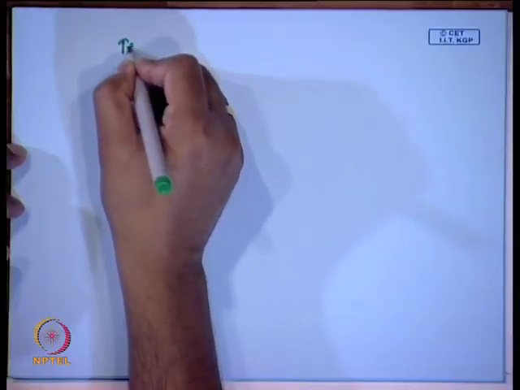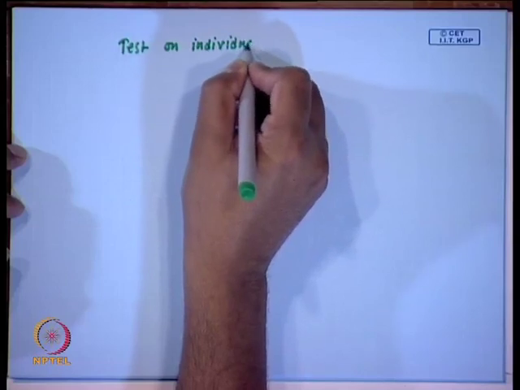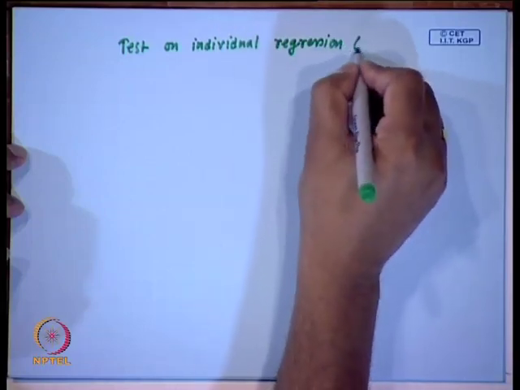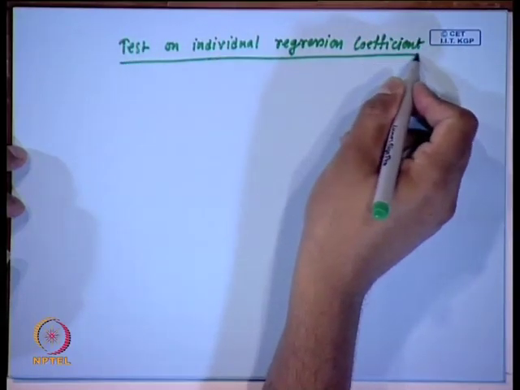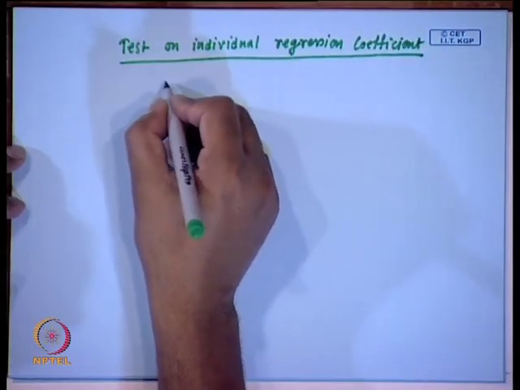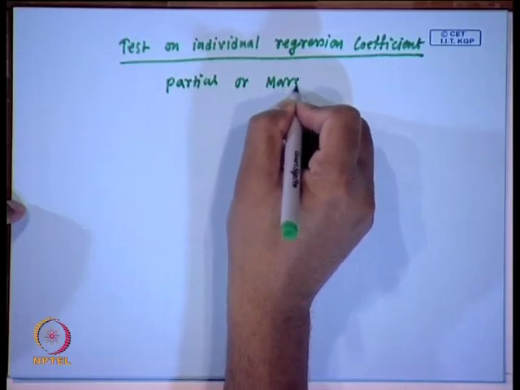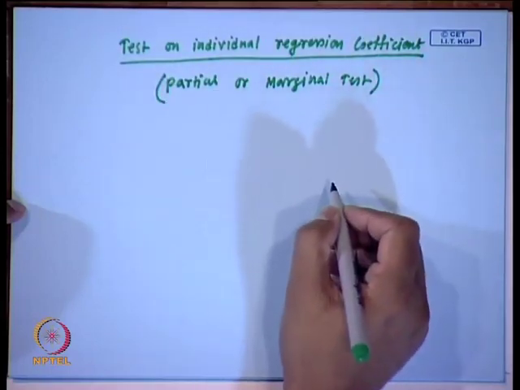So, we need to test the regressor coefficients individually. So, test on individual regression coefficient. Okay, so this is also called the partial or marginal test. The previous one is called the global test. Okay, I forgot to mention that.